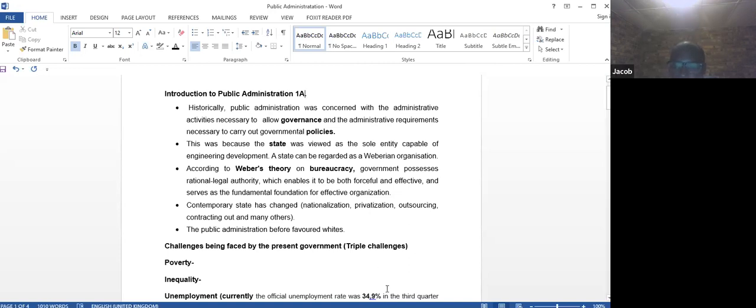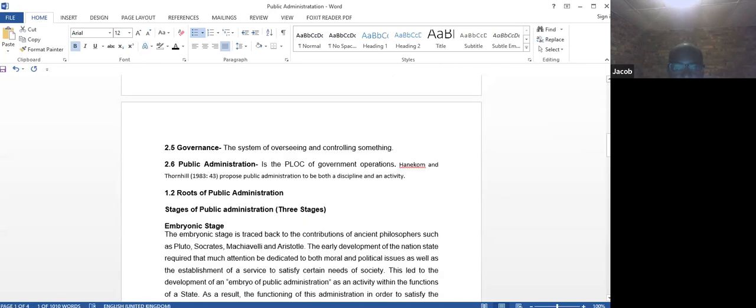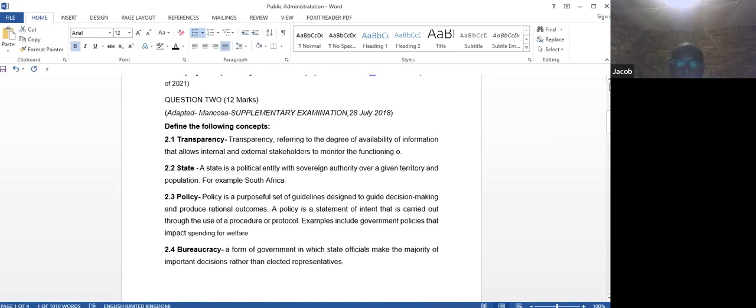If you can see on my screen, I highlighted these words: governance. These are the major words that we first need to understand, because we can't learn what public administration is all about if we don't understand what governance is about. Then I also highlighted policies, then state, then Weber's theory, this is Max Weber's theory, then bureaucracy. There are also some other words further down, if I scroll down, but I'll go back to here.